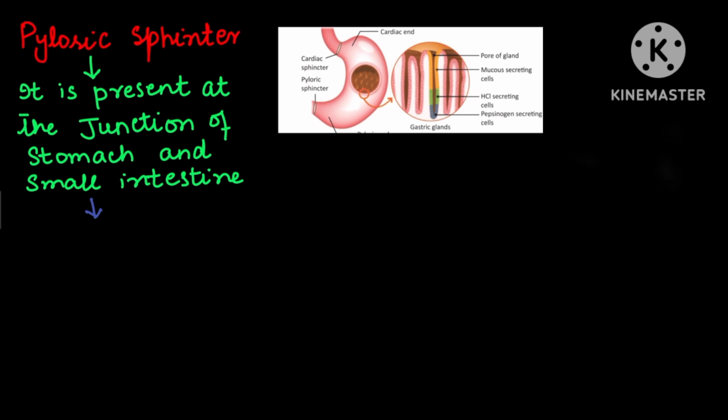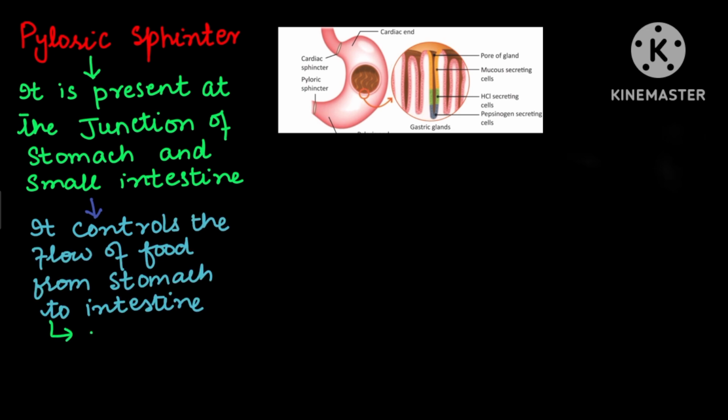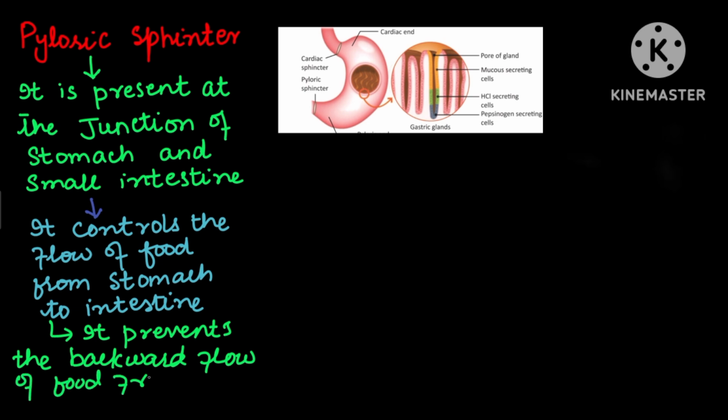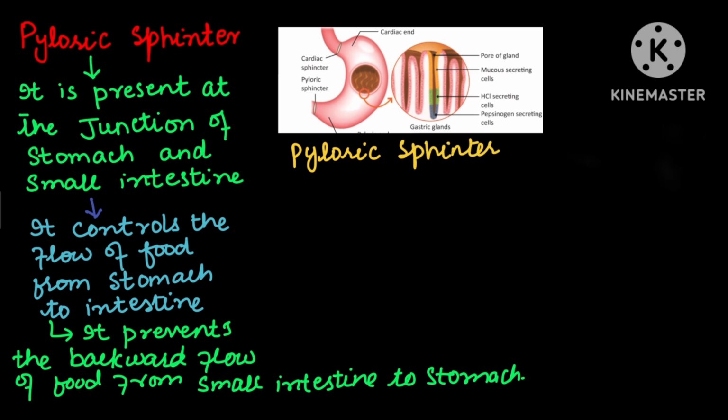Pyloric sphincter. It is present at the junction of stomach and small intestine. It controls the flow of food from stomach to intestine by preventing the backward flow of food from small intestine to stomach. Pyloric sphincter is also made up of ring of muscles.